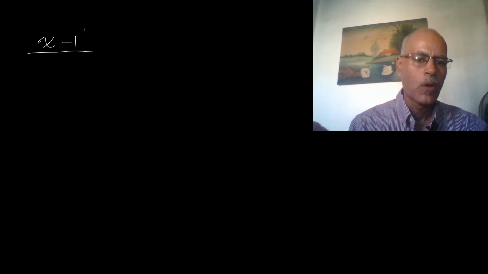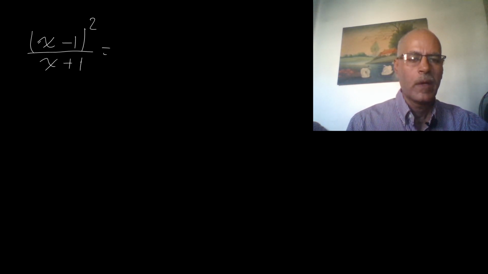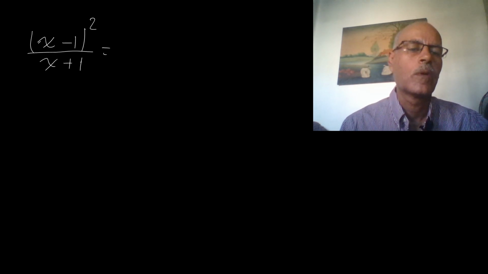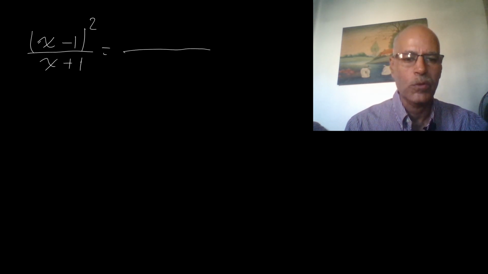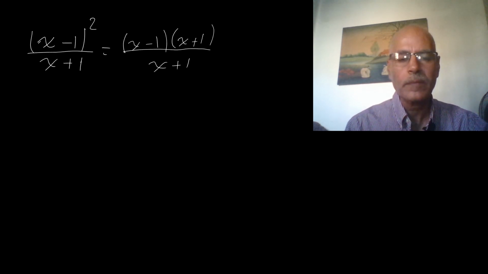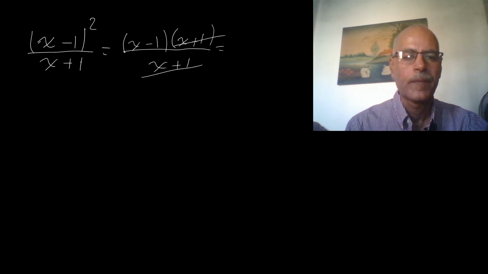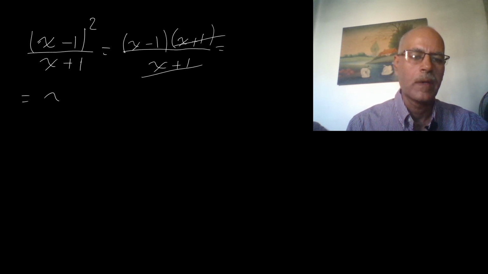X minus 1 all to 2 over x plus 1. It's x minus 1 all squared. It's the difference between two squares. It's x minus 1 and x plus 1 over x plus 1. Cancelled x plus 1 with x plus 1. It's equal x minus 1.